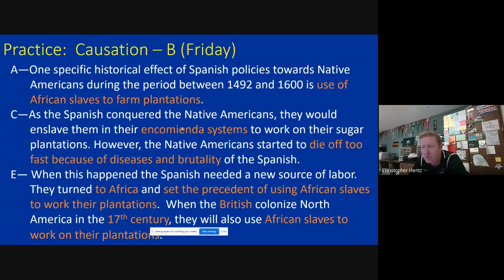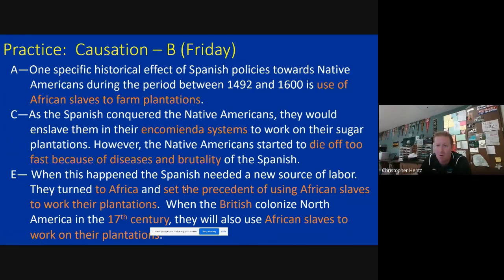There's the vocab term I used, to work on their sugar plantations. However, the Native Americans started to die off too fast because of diseases and brutality of the Spanish. When this happened, the Spanish needed a new source of labor. They turned to Africa and set the precedent of using African slaves to work their plantations. When the British colonized North America in the 17th century, they will also use African slaves to work on their plantations. Now, this is a really well-developed, long answer, but essentially you got the encomienda system here as your vocab term, and the idea that the effect of these policies eventually led to African slavery.